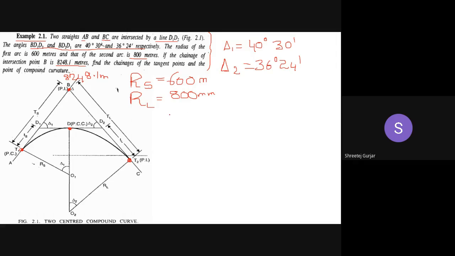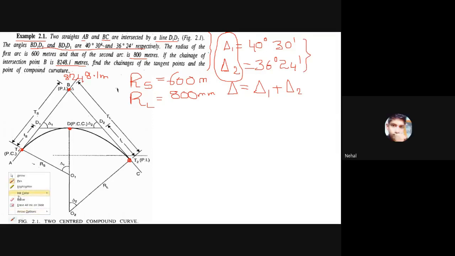Now, how can we go forward about calculating this? The first thing you always have to calculate is delta. Delta is delta 1 plus delta 2. Can anyone calculate and tell me the value of the summation of these two? 76 degrees 54 minutes. Make sure you tell me correctly, otherwise our full problem will go wrong. Yes, 54 minutes. So we have calculated delta.